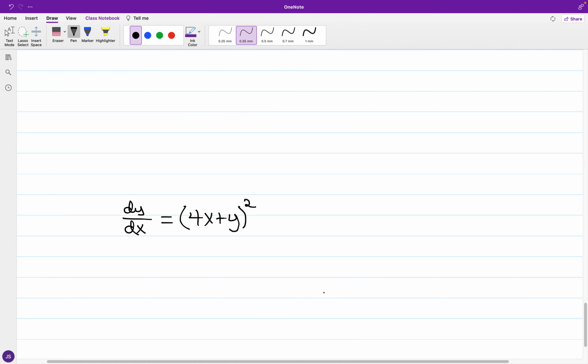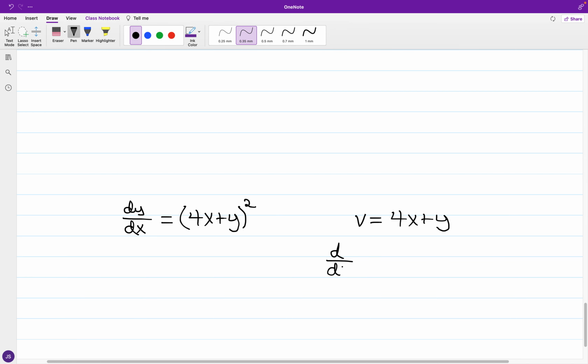Now let's say we are solving the differential equation where we have the derivative dy over dx equal to the quantity 4x plus y squared. If I write in the substitution variable and create a linear statement in terms of v, as well as x and y, I can just say that v is equal to 4x plus y, setting the stage for putting this equation in terms of dy over dx.